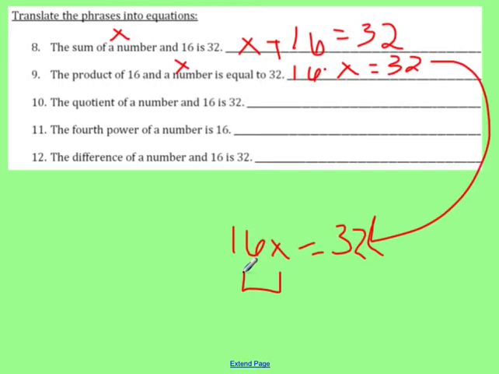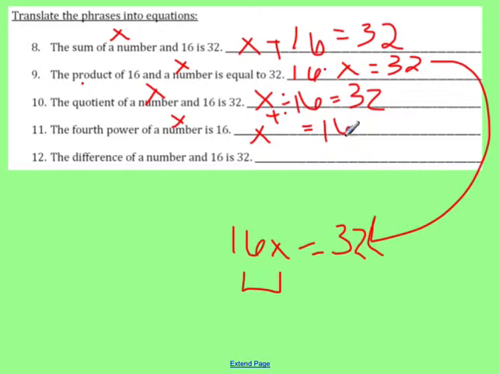Taking a look at number 10, the quotient of a number and 16 is 32. Quotient means divide. So that means we're going to take x and divide it by 16, and that's going to be equal to 32. The fourth power of a number is 16. Again, x is going to represent our number. So we're going to take x, raise it to the fourth power, and that's going to be equal to 16.